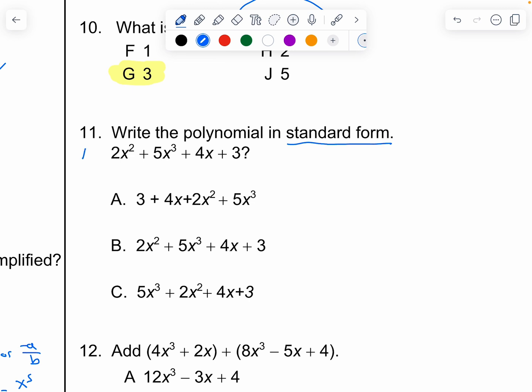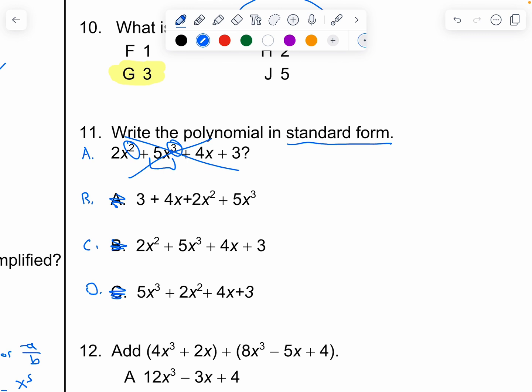So I think the lettering got goofed up on this. So let's just be clear on that. Okay. So here the issue is we have a power of 2 on this first term. This is called a term. But a power of 3, which is a bigger power, on the second term. So this is not standard form.